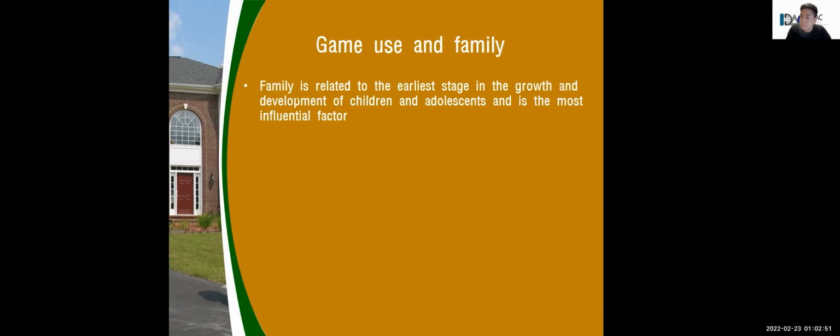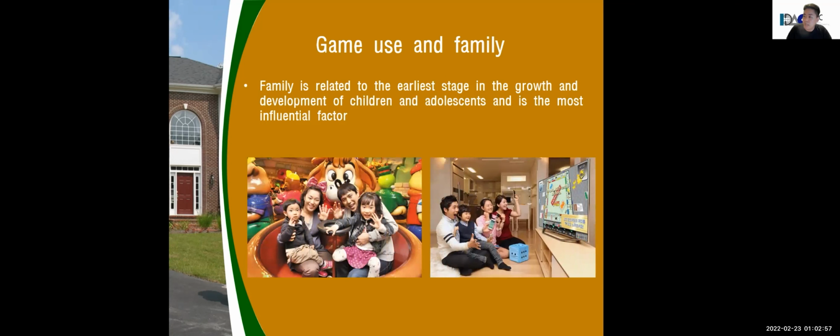Okay, let's see the game use and family. The family is related to the earliest age in the growth and development of children and adolescents, and it is the most influential factor. This is a very important factor because most children depend on their family, especially their parents.